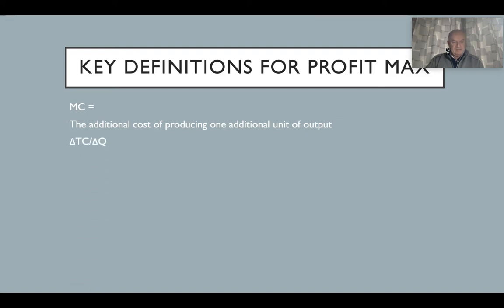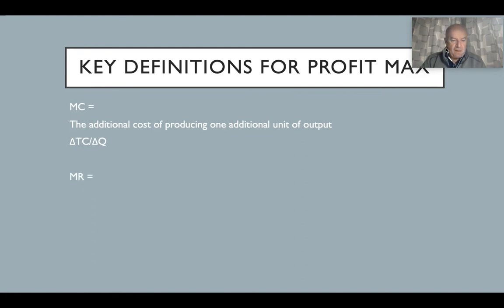Now, obviously, in this instance, the way in which we can calculate our marginal cost is to look at the change in total cost and divide that change in total cost by the change in quantity. And that gives you your marginal cost. That is another way of calculating it.